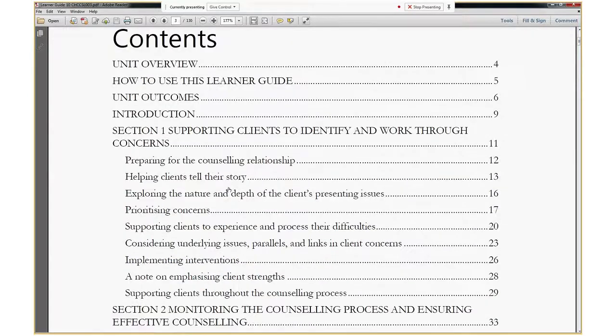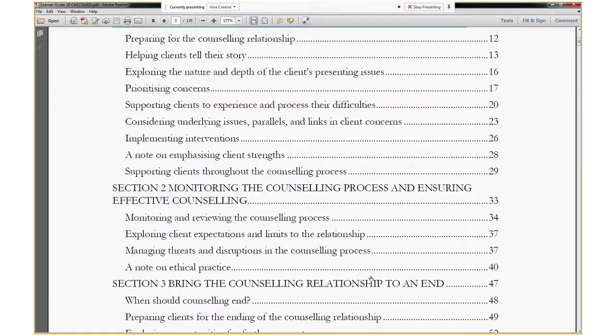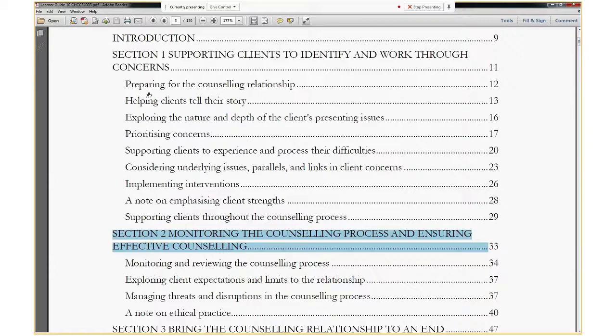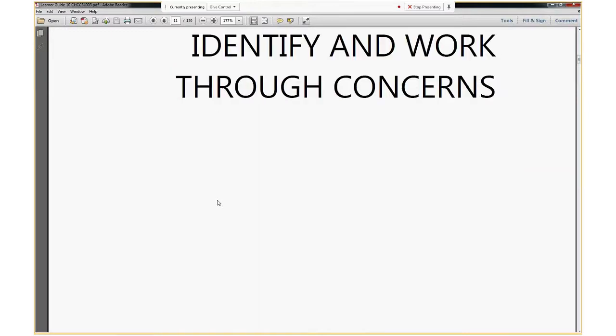There's too much to discuss in just half an hour. What I want to focus on today a little bit more is Section 1, supporting the clients to identify and work through concerns, and Section 3, bringing the counselling relationship to an end. There is Section 2 as well, monitoring the counselling process and ensuring effective counselling, but I'll leave that one today. We'll probably do a separate workshop on that, because evaluation, monitoring, etc. is worth a workshop on its own. So we'll race through that a little bit, and we'll stop, look and listen to Section 1 and Section 3 a little bit more. Right, Section 1, supporting clients to identify and work through concerns.